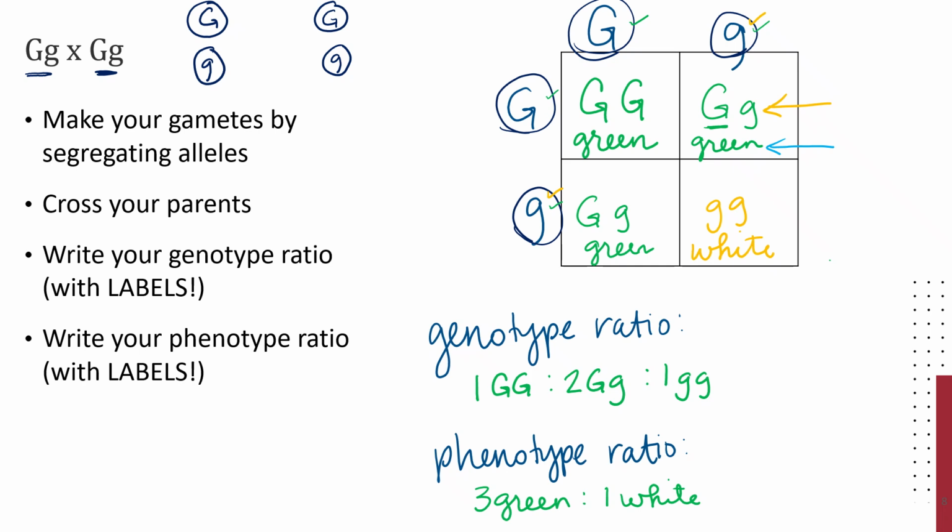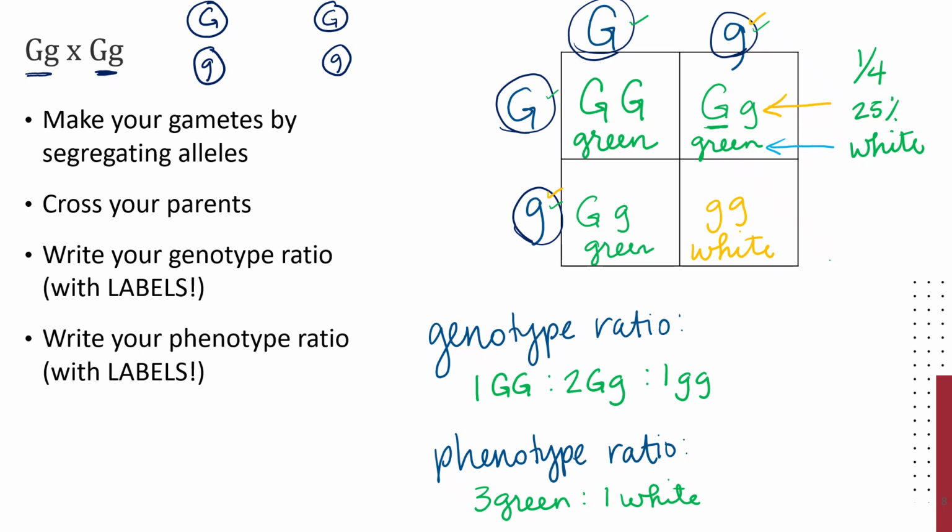Now, this Punnett square also tells us probabilities. So there is a 1 in 4 chance, or a 25% chance, of having a white plant. So if our plants were to have exactly 4 offspring, we could expect there's going to be 75% green, 25% white, or 3 green for every white plant that we produce.